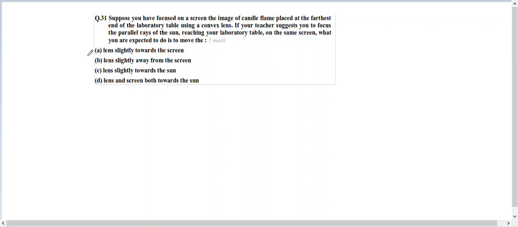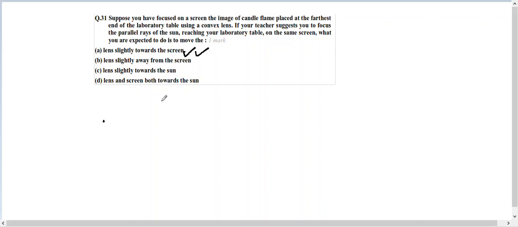This means that the distance between the image and the lens has decreased in the second case. So either we have to move the screen towards the lens or lens towards the screen. So as per the options given, it has to be option A, that is lens slightly moved towards the screen.